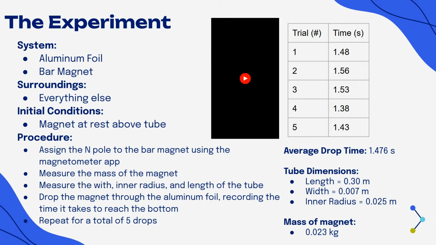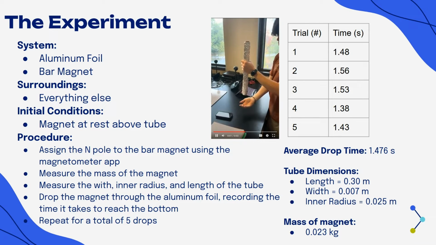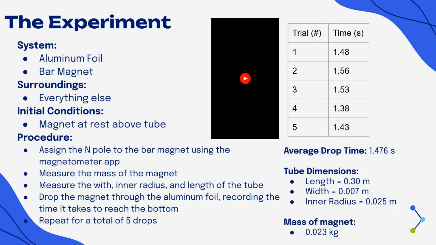So the experiment system was the aluminum foil and bar magnet, and the surroundings were everything else. For initial conditions, the magnet was at rest above the tube. For the procedure, first we assigned the end pole to the bar magnet using the magnetometer app. Then we measured the mass of the magnet, then measured the width, inner radius, and length of the tube. Then we dropped the magnet through the aluminum foil, recording the time it takes to reach the bottom, and finally repeated it for a total of 5 drops.